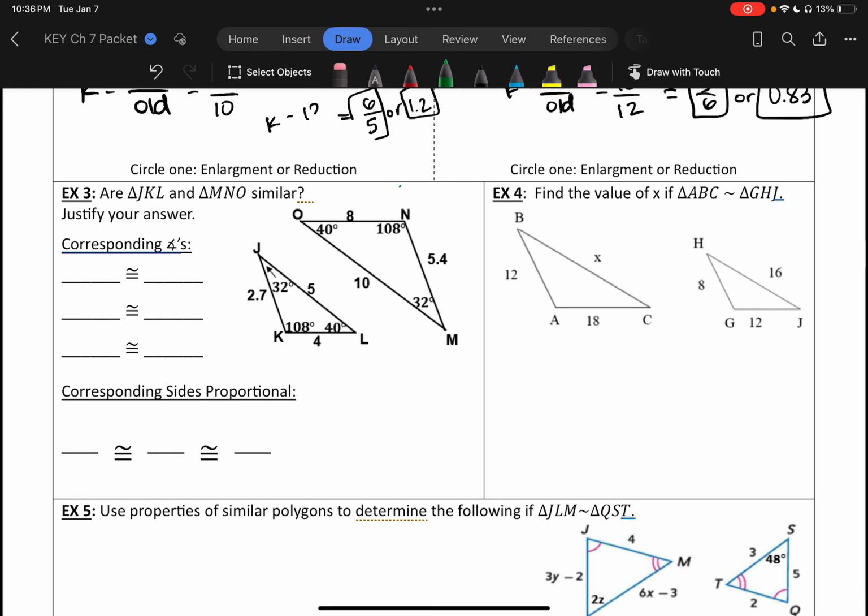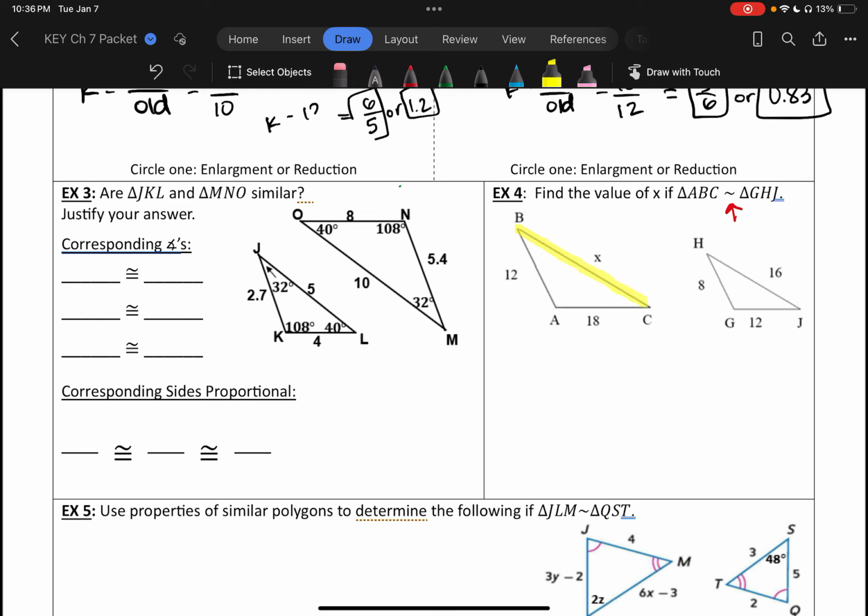So, example 4. Now we're going to use what we've learned to start finding missing information. It says find the value of x if triangle ABC is similar to, remember that symbol right there means similar, to triangle GHJ, right? So here is where we're going to use everything that we've learned and start to put it together. I need to find x, right? So I need to obviously use this side that contains x.